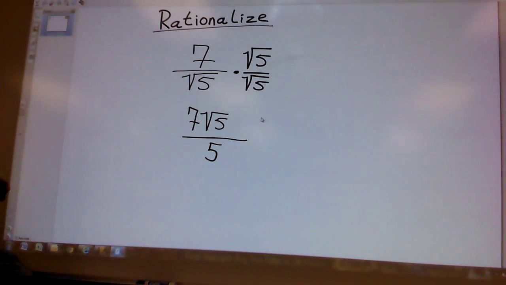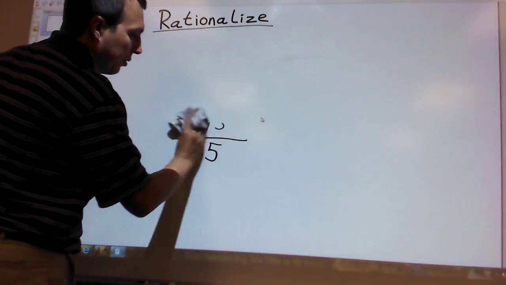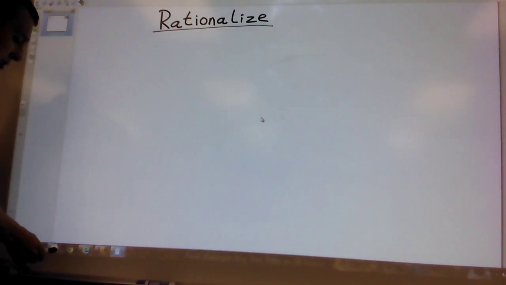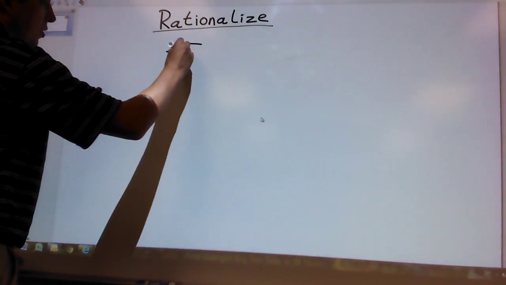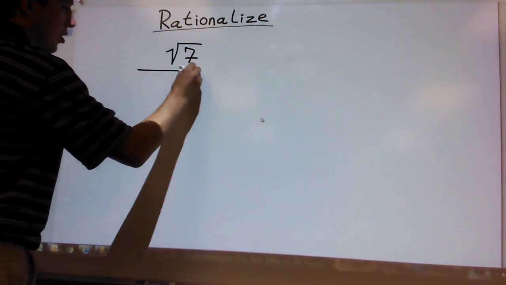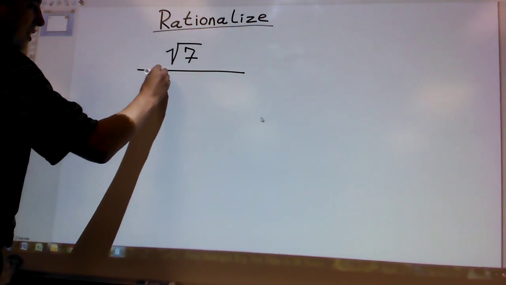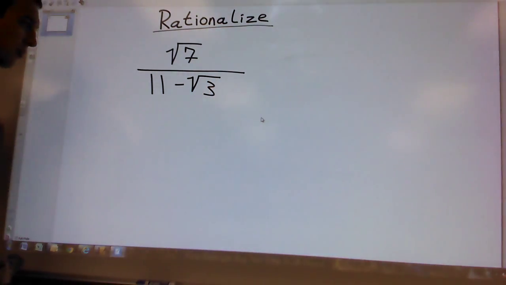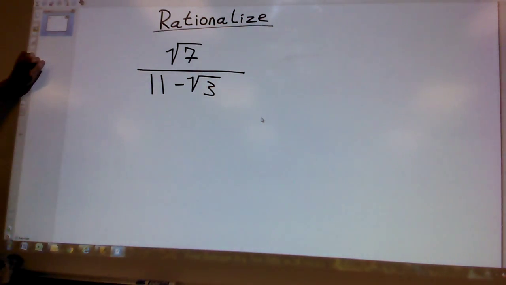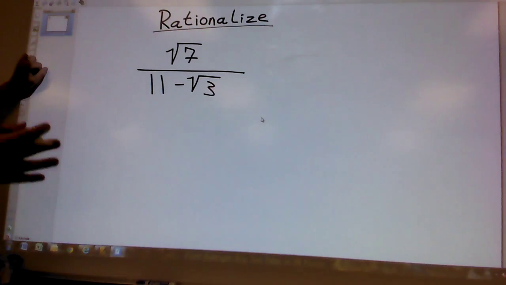The other type of rationalizing is when you have two terms in the denominator. For instance, if I have square root of 7 over, let's see, 11 minus square root 3. This one is different. I do need to multiply by 1, or I need to multiply the top and bottom by the same thing, but it's different.